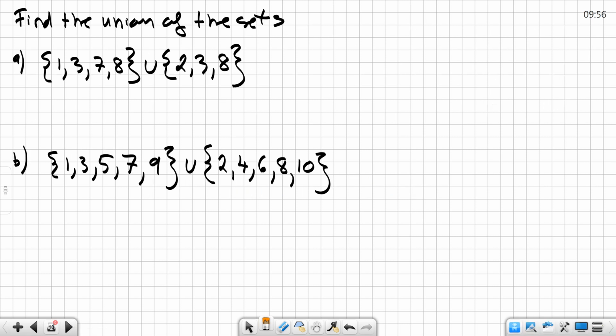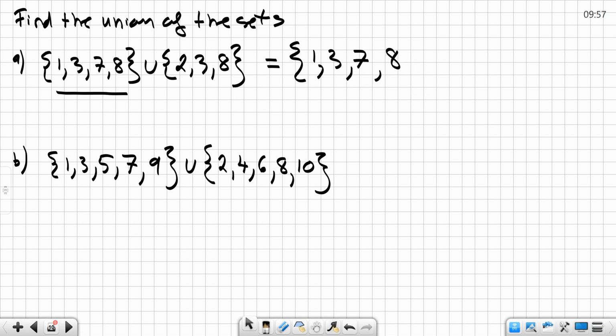All right. Let's go ahead and find the union of some sets here. We want to find the union between the sets {1, 3, 7, 8} and {2, 3, 8}. So let's have a look at what we are going to get. What is this going to be? First, I will pick every element in my first set: 1, 3, 7, 8.